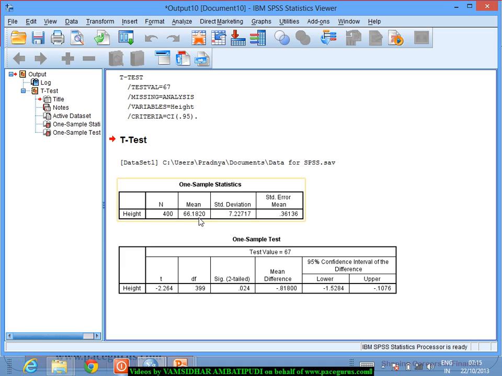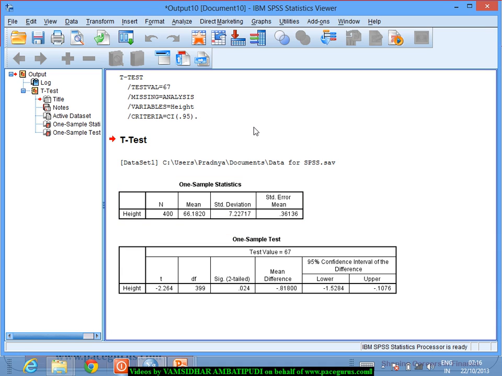Is there any statistically significant difference between the statement which I have made, which is 67, and what has been calculated, which is 66.18? I want to know whether this difference is statistically significant, or there is not much of a statistically significant difference between the two. That is what my analysis is all about.